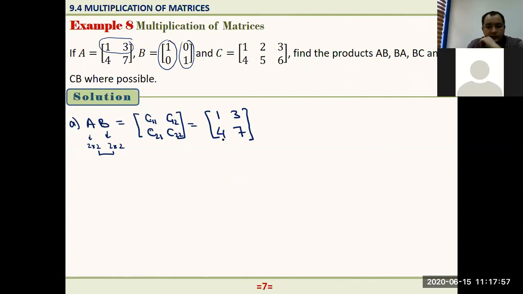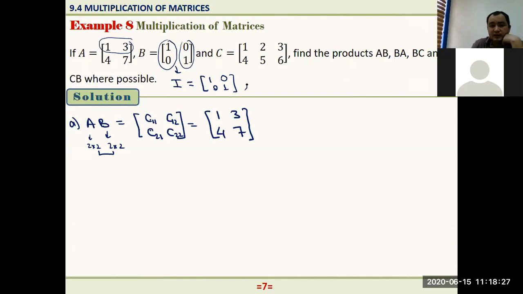Okay, that's it. But if you notice here, we get exactly the same matrix, right? 1, 3, 4, 7. Why is it so? Actually, in matrices, this is called the identity matrix. Here we have 1, 0, 0, 1. All the entries in the main diagonal are ones, and all other entries are zeros.